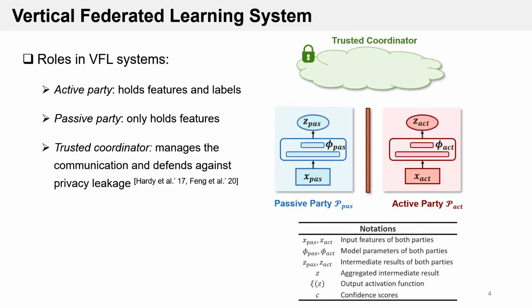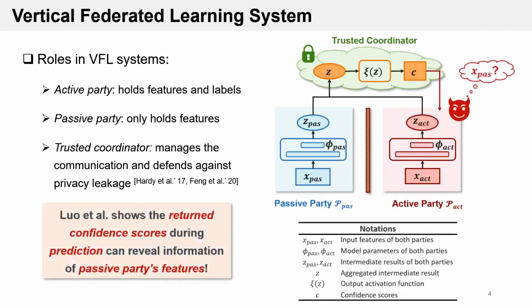During prediction, each party inputs the features of new samples to the trained models and computes the intermediate results. The coordinator then privately aggregates these results, computes the confidence scores via an output activation function, and returns them to the active party. Although the trusted coordinator effectively prevents the direct data sharing between local parties, a recent work by Luo et al. shows that during prediction, the active party can still use the confidence scores to reconstruct passive party features and cause privacy leakage.